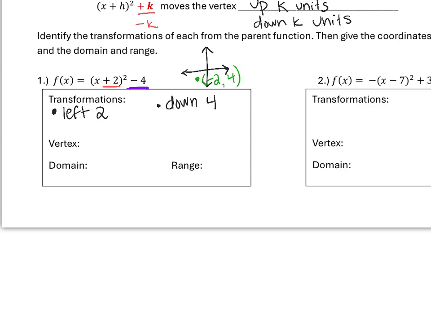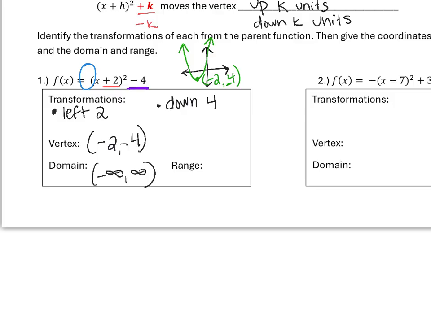And because this a value is positive, my graph is going to be concave up. So I can kind of sketch what my graph looks like. The vertex of my graph then is at (-2, -4). This is -4, down 4. (-2, -4). The domain of all quadratics is negative infinity to infinity.